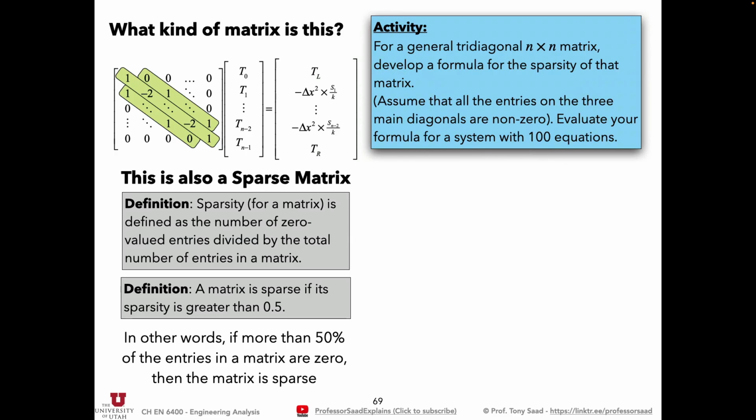Nothing? Anything? You got a formula? Okay, what's your formula? Just n squared minus 2 times n minus 1 minus n, divided by n squared.